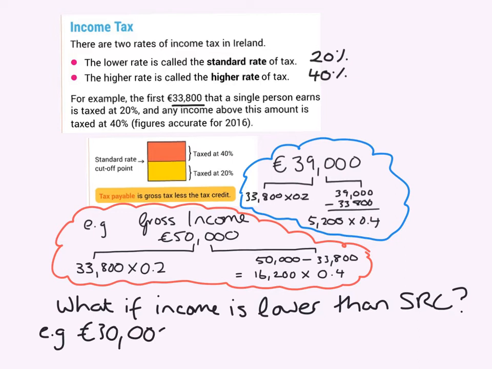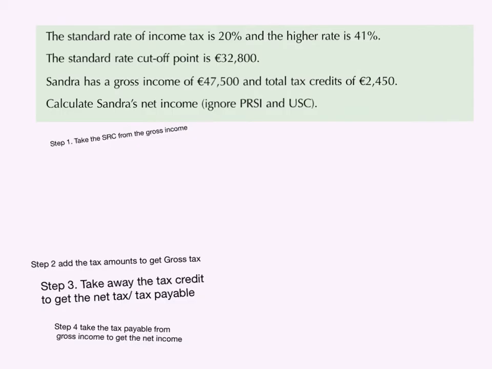Then all you do is you only pay 0.2%. You don't pay the higher rate tax because you're not over the standard rate cut-off point. So you're only going to pay the 0.2%, and that's going to give you €6,000 in tax.